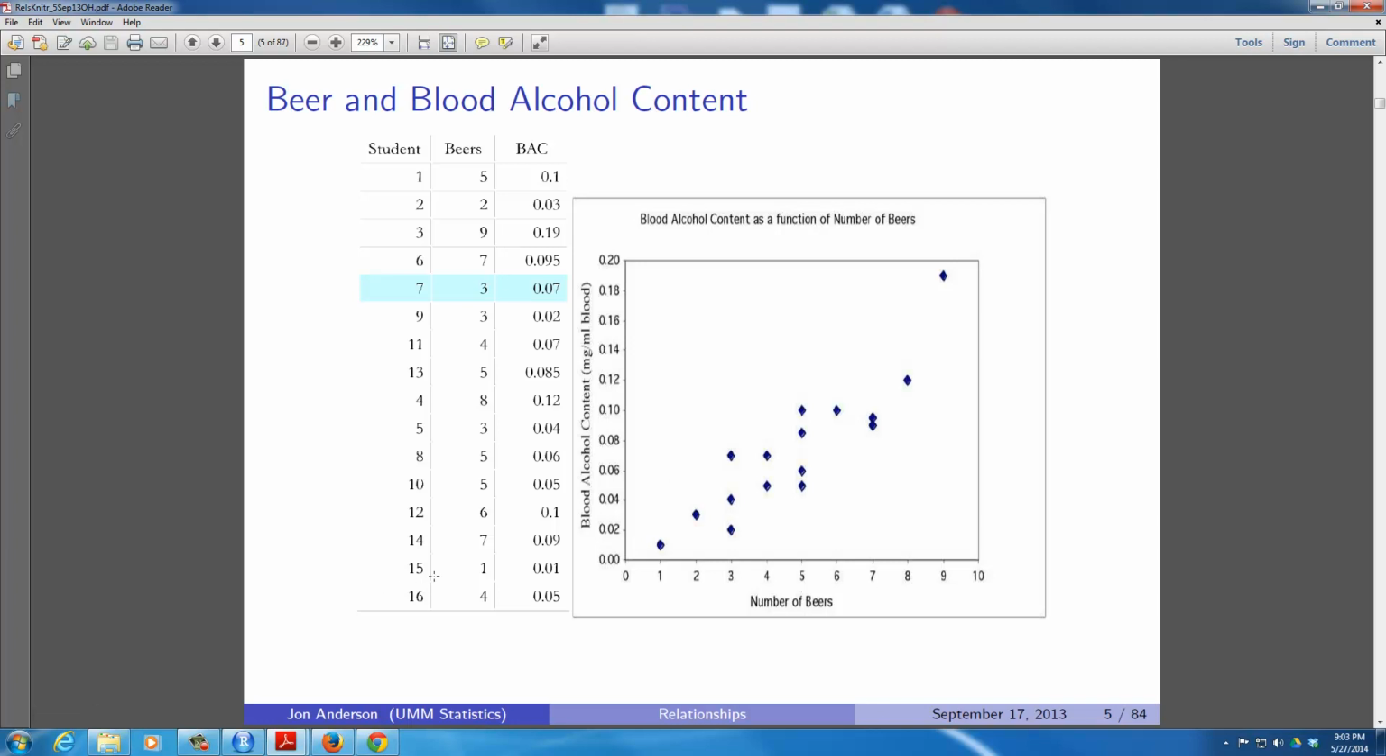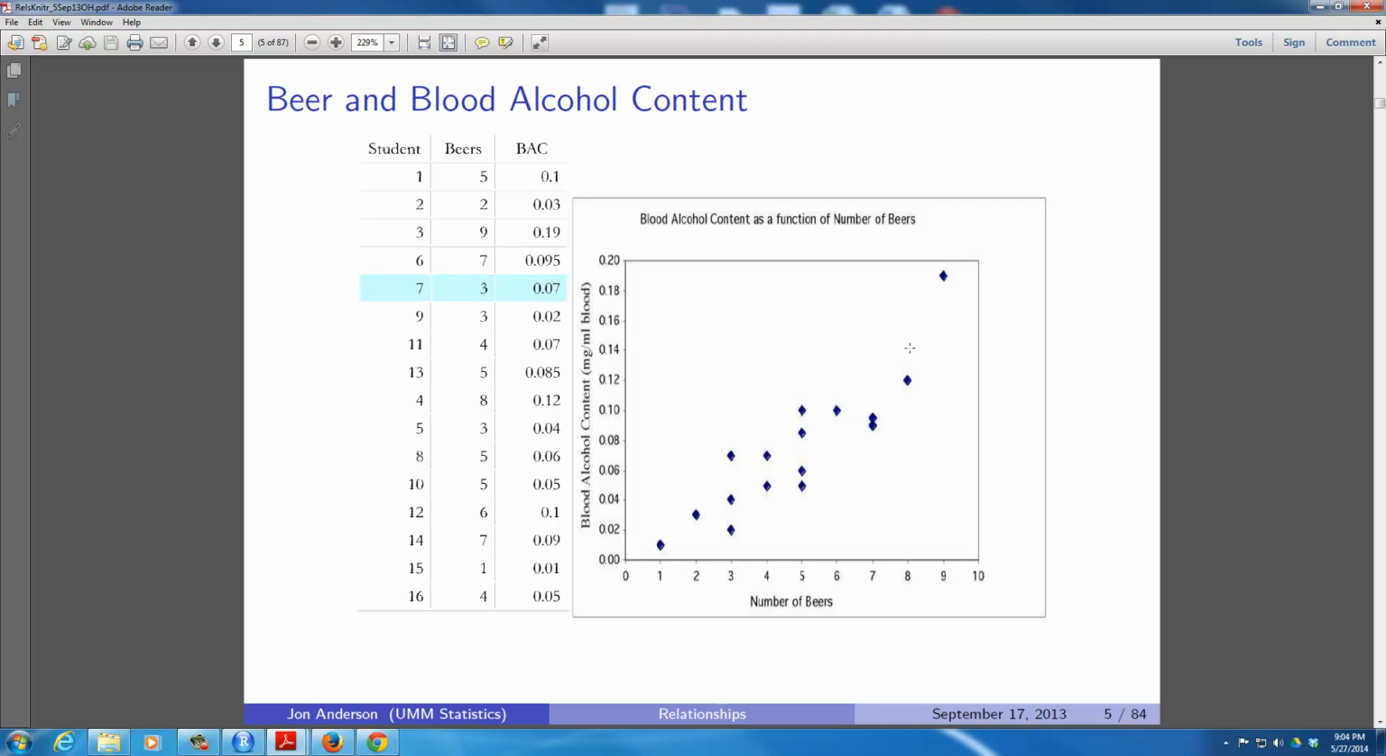Student number 15 had 1 beer consumed and a blood alcohol content of 0.01. And that corresponds to this student right here. There's another student that had a whopping 9 beers consumed, and their blood alcohol content was amazingly high, like 0.19. Let's see, which student is that? That looks like student number 3, 9 beers consumed, blood alcohol content of 0.19. Each plot symbol here corresponds to a particular student, their combination of beer consumption and blood alcohol content.